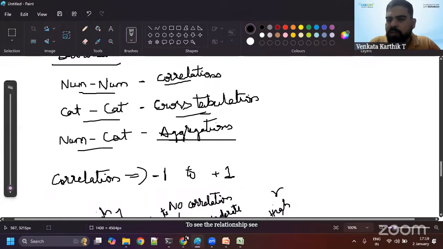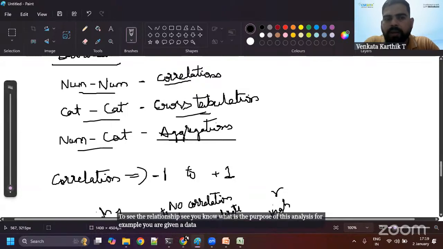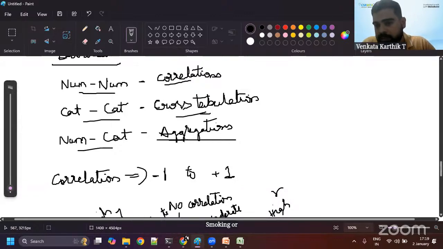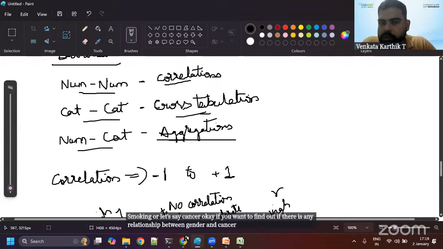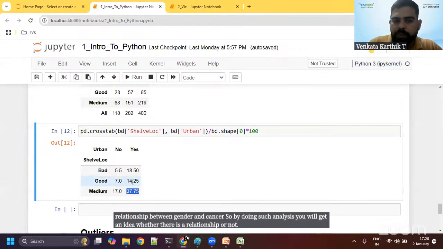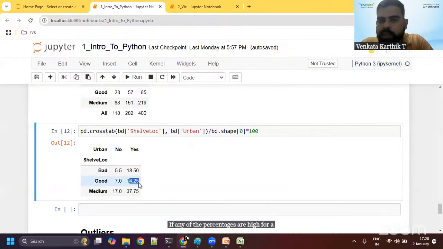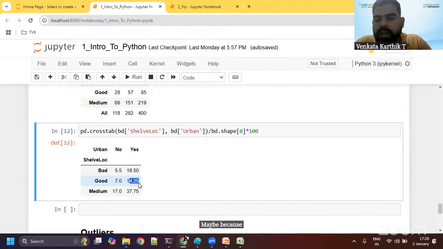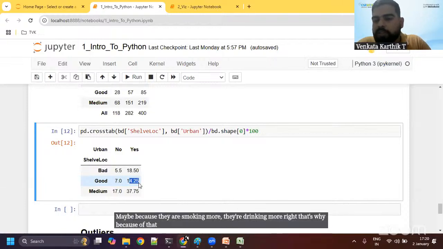See, what is the purpose of this analysis? For example, you are given data on gender and smoking. You want to find out if gender has any correlation with smoking or, let's say, cancer. If you want to find out if there is any relationship between gender and cancer, by doing such analysis you will get an idea whether there is a relationship or not. If any of the percentages are high for a particular group, you know that males have a higher chance of cancer compared to females. Maybe because they are smoking more, they are drinking more. Because of that, chances of cancer are more.